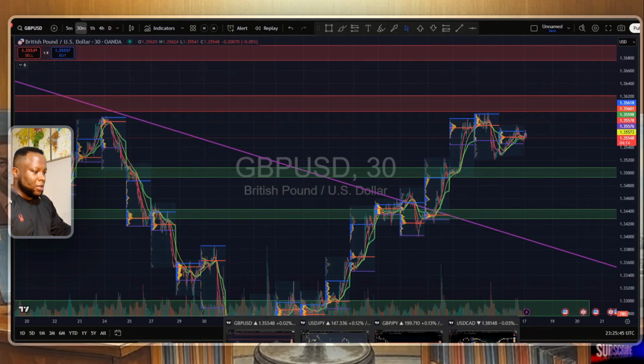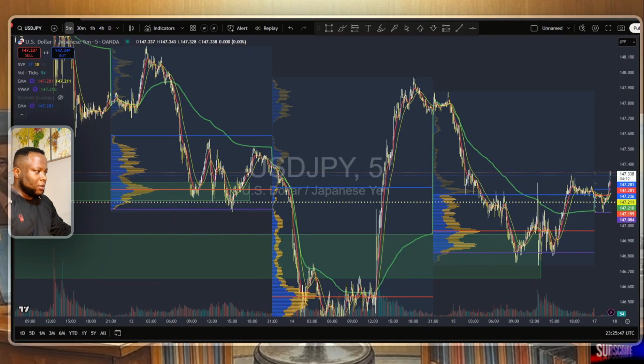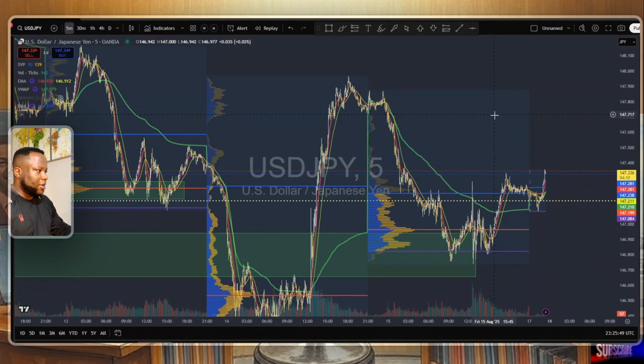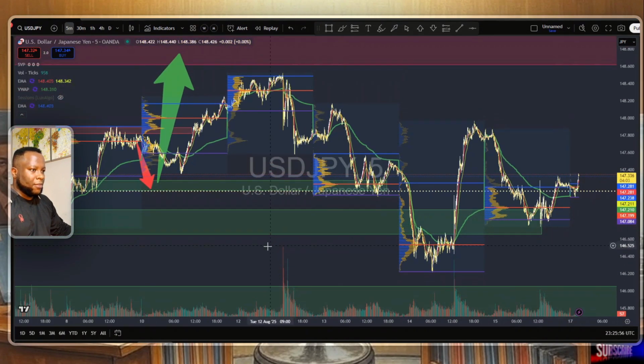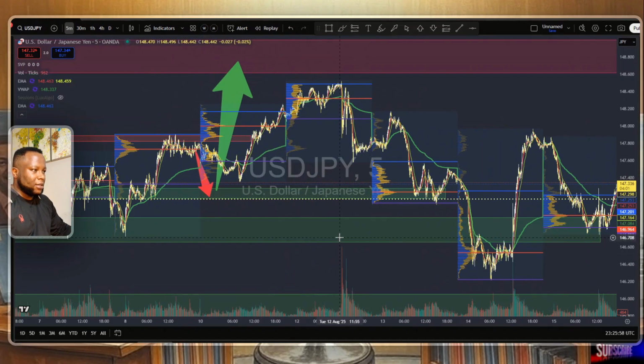Let us move over to the US dollar, Japanese yen. Price is kind of showing up right now. I'm doing this as price is talking, okay? And if you go back to my previous analysis, a recap, this was a 90%, the 95% that I told you guys about, and it actually did happen.